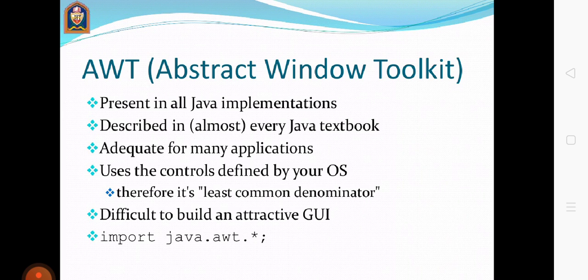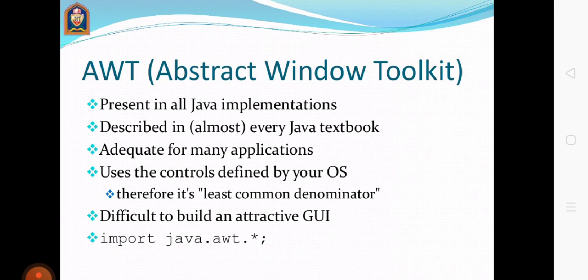Java provides you a package known as AWT, or Abstract Window Toolkit. With the help of this package you will be able to write such applications which will have a GUI interface. This toolkit is available in all types of Java implementations, and it is described in every Java textbook.